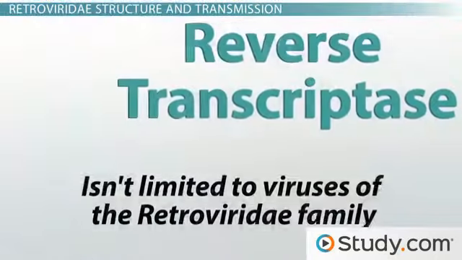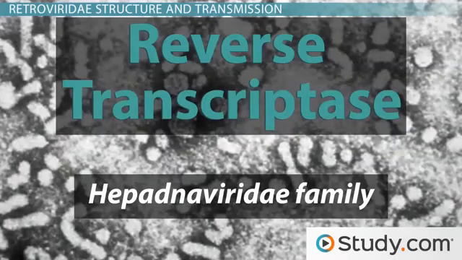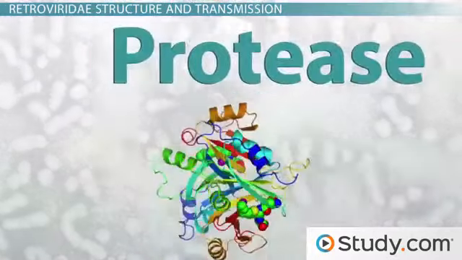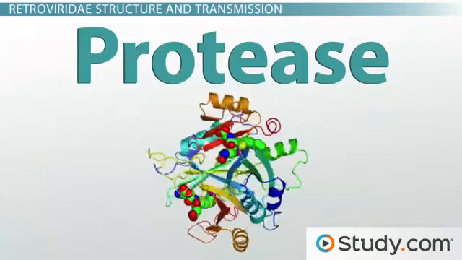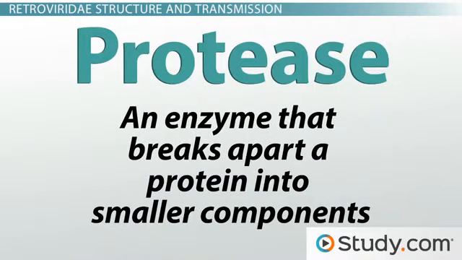One thing to keep in mind is that reverse transcriptase isn't limited to viruses of the Retroviridae family. In fact, DNA viruses, notably those of the Hepadnaviridae family, which includes the hepatitis B virus, use reverse transcriptase as well. In any case, the other important enzyme involved in this viral family is known as a protease, which is an enzyme that breaks apart a protein into smaller components. In the case of the specific retrovirus we're going to talk about next, this protease is critical in allowing the virus to properly mature and become infectious.